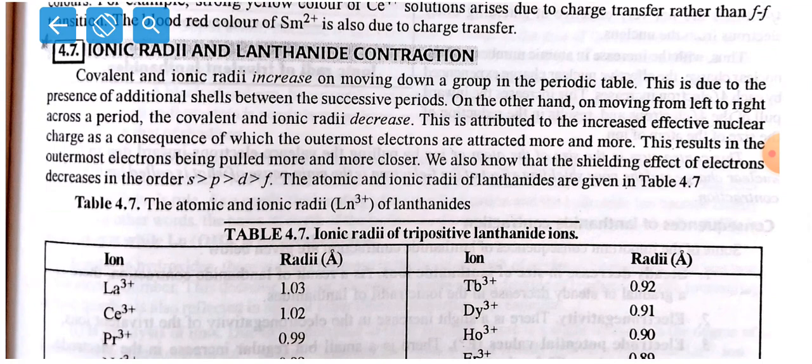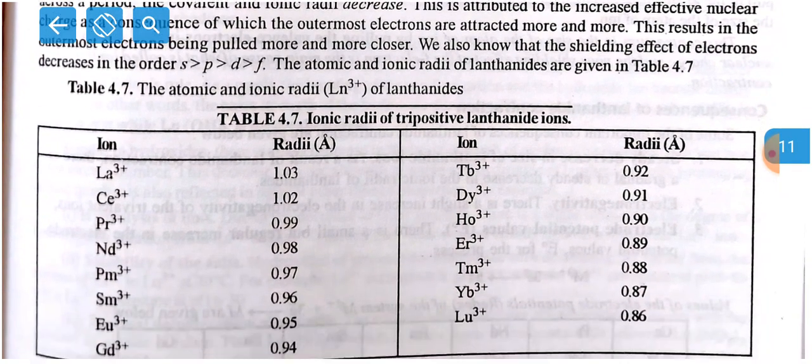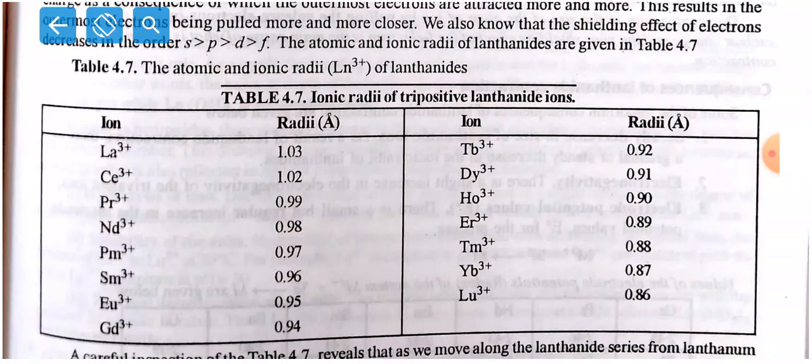We also know that the shielding effect of electrons decreases in the order s is greater than p, which is again greater than d, and again greater than f. The atomic and ionic radii of lanthanoids are given in table 4.7, which lists the atomic and ionic radii of the lanthanum 3+ ion and the lanthanoids.